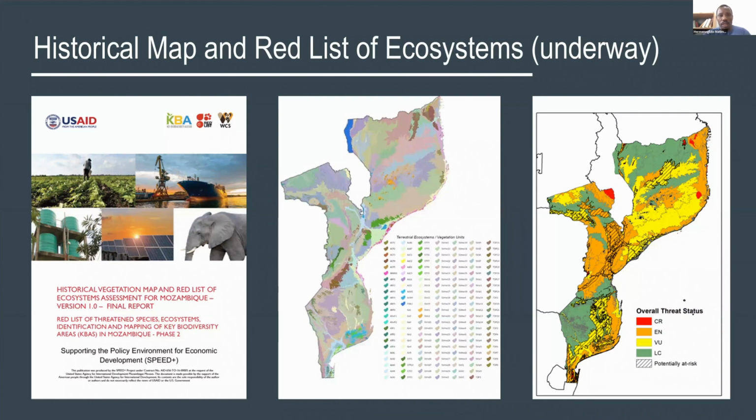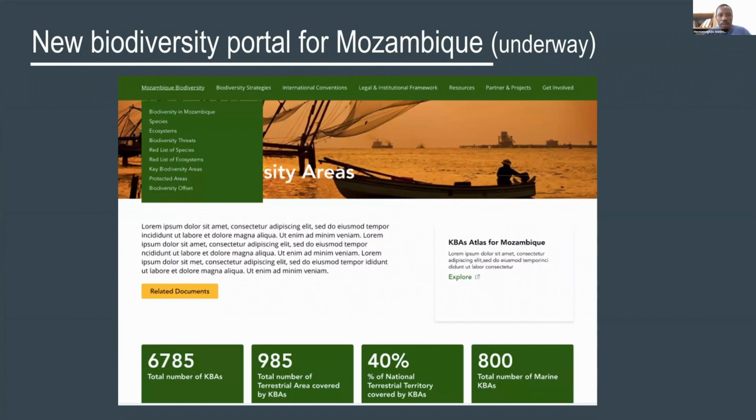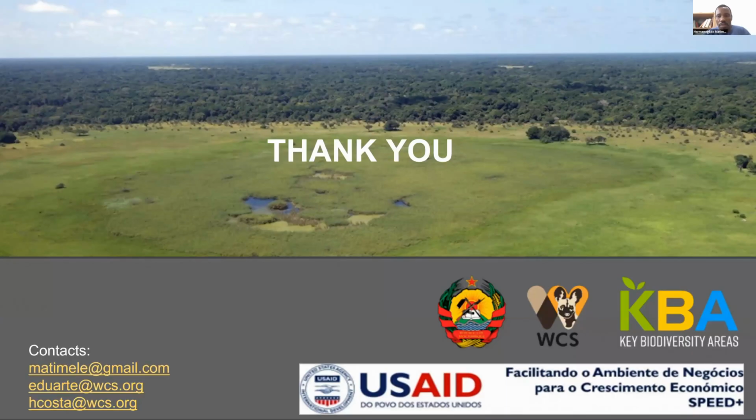As I said, we're still working on the map of the ecosystems. So this is a preliminary result of the map which we produced, and also the red listing of those ecosystems. And we are also producing a new biodiversity portal for Mozambique, which is going to be the home for all the information that we have generated as part of the KBA project, and the information that will be generated as part of the other initiatives in Mozambique. We would like to thank you for your attention.